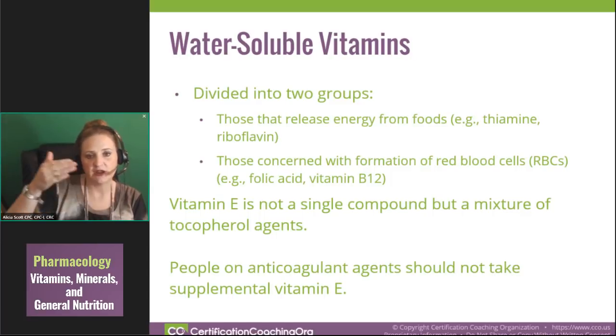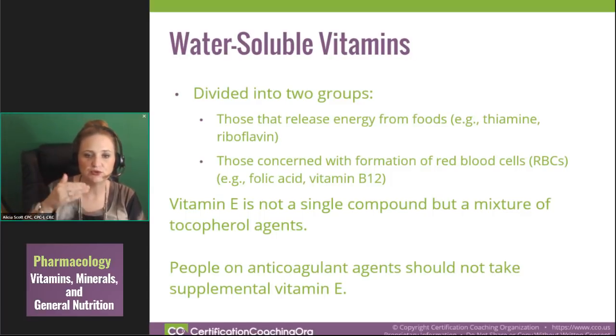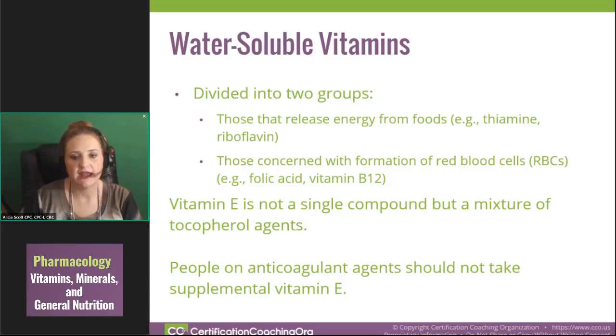So we have water and fat-soluble. Now we have two groups of water-soluble. And think of the way they work as thiamine and riboflavin. We've already told you what riboflavin was. It's a B vitamin. And so you have the ones that release energy from food, and then you have the one that works with the formation of red blood cells, like B12, and again, folic acid.